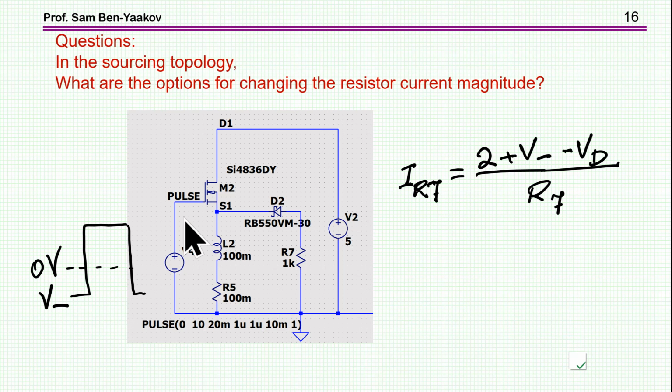I'm showing here one example. If the gate voltage doesn't go to 0 but rather to a negative voltage, then for the same VGS of 2 volt, the voltage at the source will be more negative. In fact, this will be this value here. And then the voltage on the resistor will be this minus the voltage of the diode. So a bipolar drive will increase the current of this resistor, assuming it is 1K.